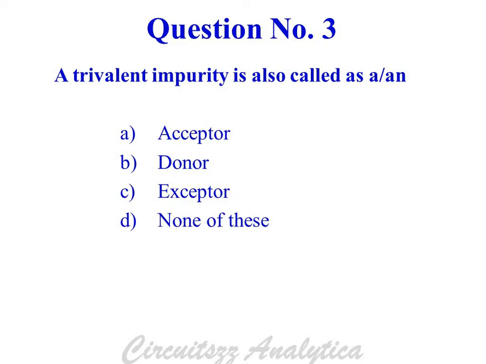A trivalent impurity is also called as an acceptor. When a trivalent impurity is added to the crystal structure, that trivalent impurity receives one electron from one of the four neighboring silicon atoms. As the trivalent impurity accepts one electron, the trivalent impurity is also called as an acceptor.